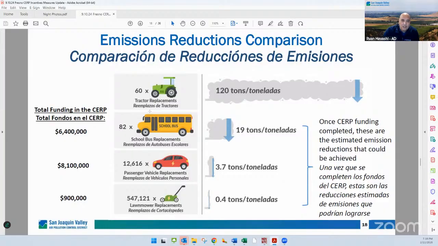And so I think it's important to continue to look at those types of things and look to fund them. It's just in comparison to some of these other opportunities, there's a lot more emission reductions that you can get that overall will have a significant impact in improving air quality in the boundary.